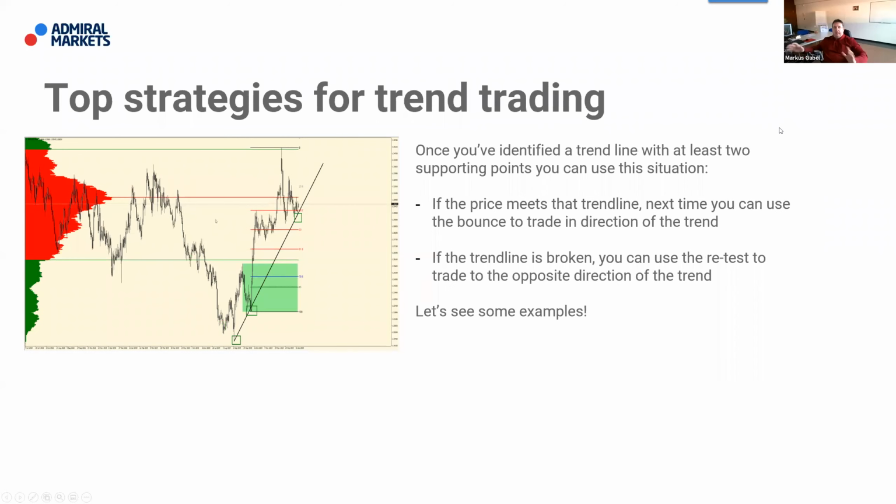Okay, let's talk about top strategies for trend trading. Once you've identified a trend line with at least two supporting points, you can use this situation. Always think in prices, not underlyings. If the price meets such a trend line, next time you can use the bounce to trade in the direction of the trend, for example. You can see it on the left side with the green rectangles here. If the trend line is broken, you can use the retest to trade in the opposite direction of the trend. But how can I show you that? Just with examples. So let's see examples.